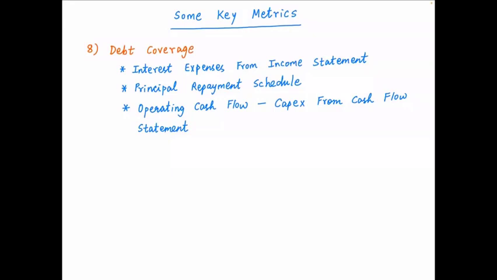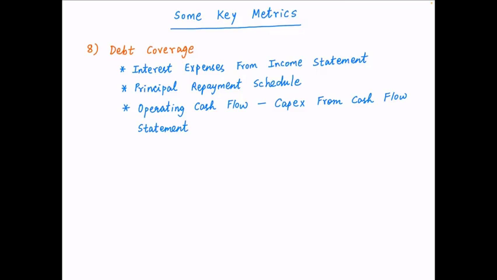And then you have to figure out what the principal repayments are. For that, you actually have to look at the notes to the financial statements to figure out when the debt is coming due. So based on when the debt is coming due and based on the interest expenses on the income statement, you can figure out whether the company is able to generate enough cash to meet both its principal obligations and its interest obligations. So debt coverage is actually a complicated thing. It's not just looking at one financial statement and figuring it out. You have to look at various kinds of things.